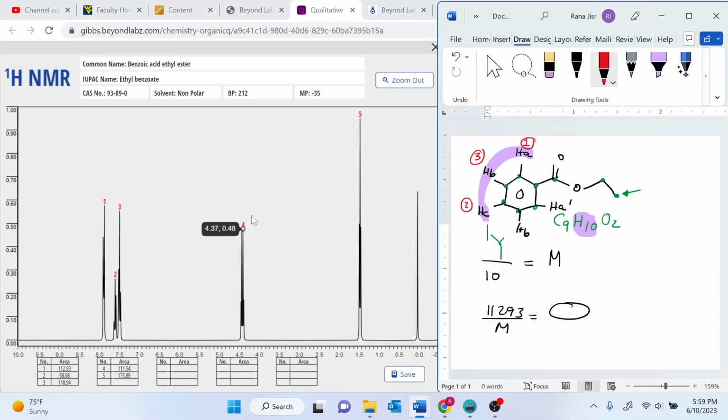Relevant to that, you're also going to see that 4 has approximately the same intensity as 1 and 3, so it should contain 2 hydrogens. So for 4, after you do the integration, 4 needs to be 2 hydrogens, and that is going to correspond to the CH2. And then you have the last one, which is signal number 5. After you do the integration, you're going to see that this one is going to be 3 hydrogens.